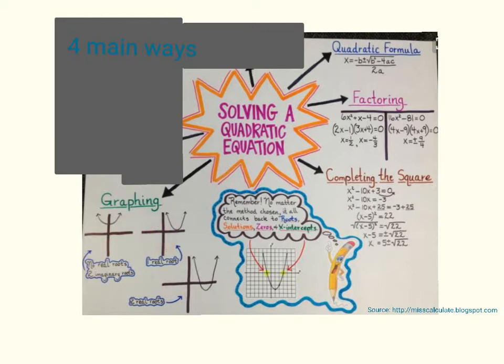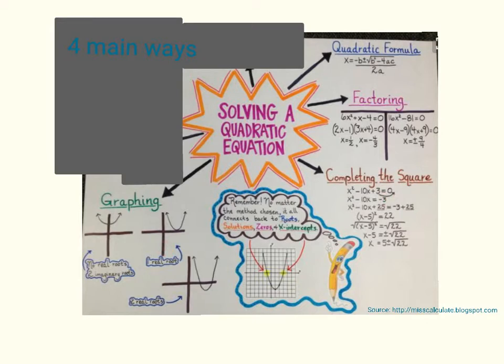If you have something that touches in just one spot, so just the vertex touches that x-axis, it's going to have one answer, one solution. You can also have it where the U-shaped graph touches both, and that's going to have 2 solutions. You could use the quadratic formula, you could use factoring, or you could use completing the square. And we're going to look at an example of how to solve using each of these.